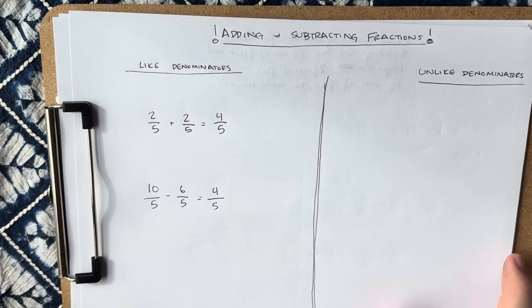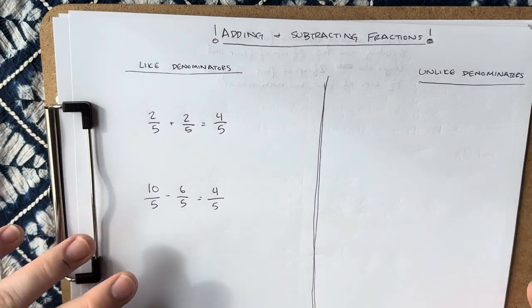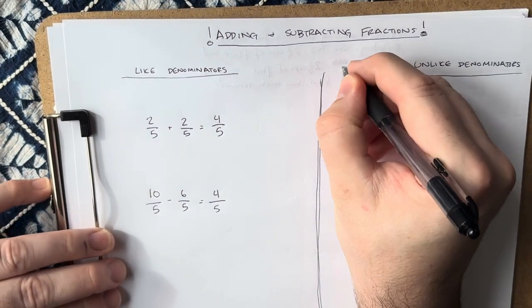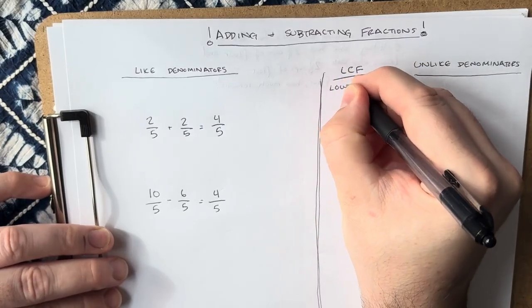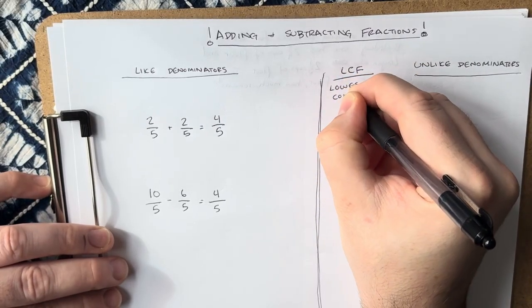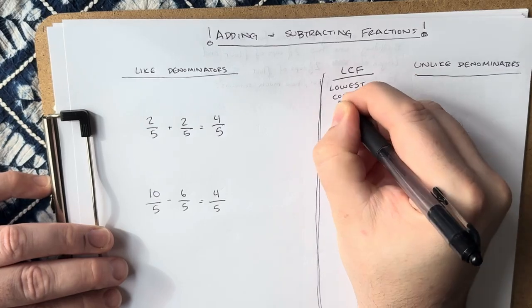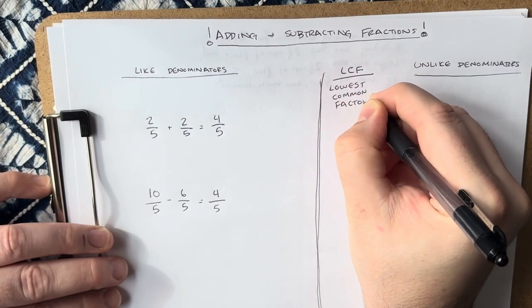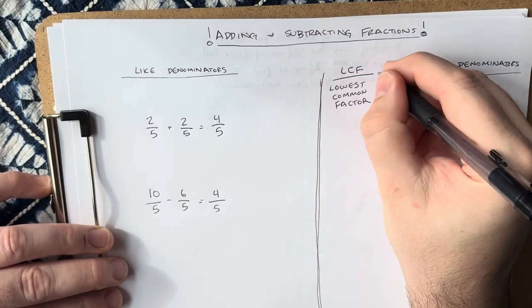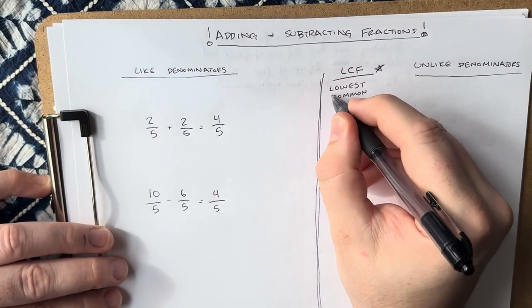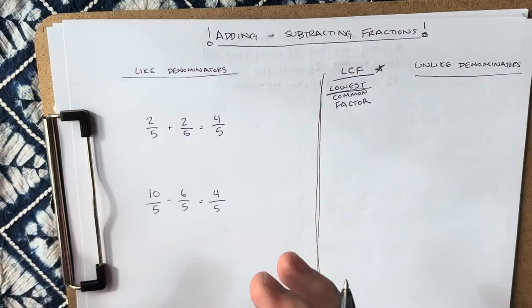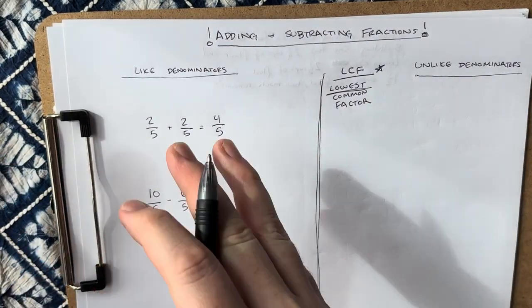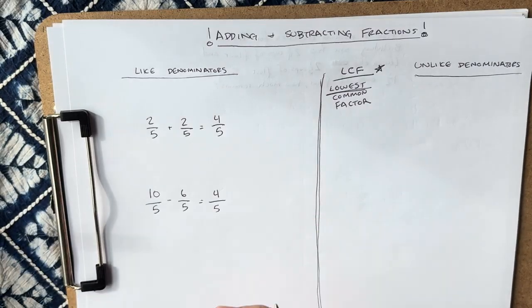Pretty plain and simple. Now, when we go to unlike denominators, there's a thing we need to focus on. It is the LCF, or known as your lowest common factor. Very, very important, because it has to be the lowest common factor. So the lowest number that both those numbers land on that are the same. We're going to take some practice at that.